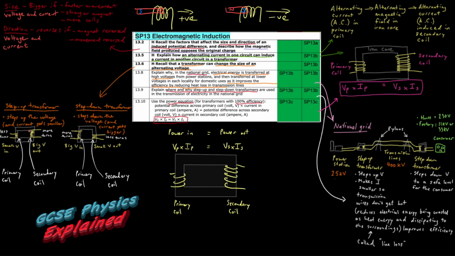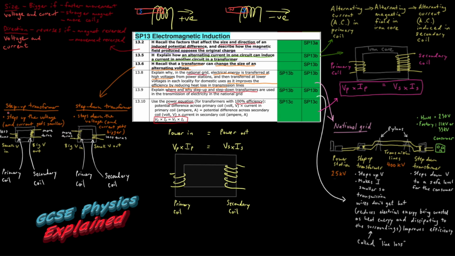In other words, step-up transformers have a small voltage in and you get a big voltage out. Whereas a step-down transformer, you put a big voltage in and it steps the voltage down, so you only get a small voltage out.